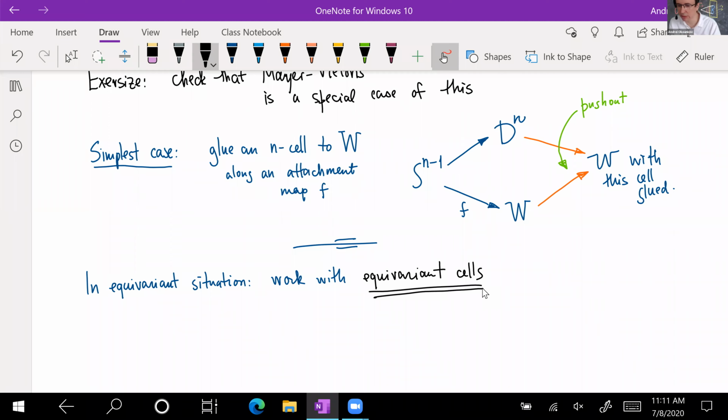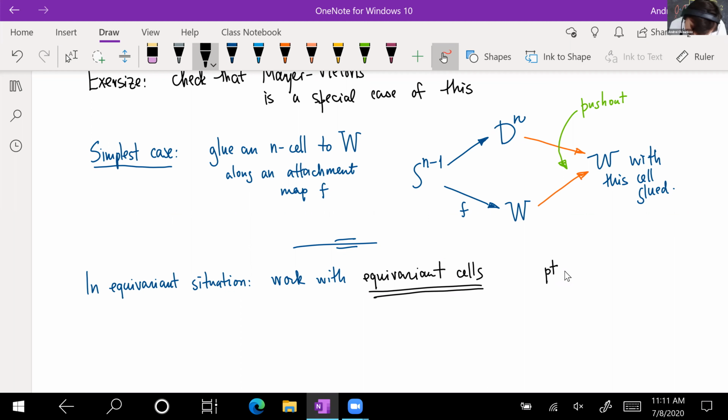So this is the notion: what's an equivariant cell? Previously, the basis of all topology was a point. And disks of different dimensions were just different incarnations of the same notion of a point.